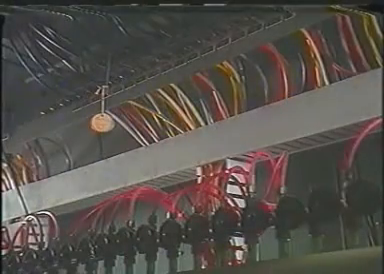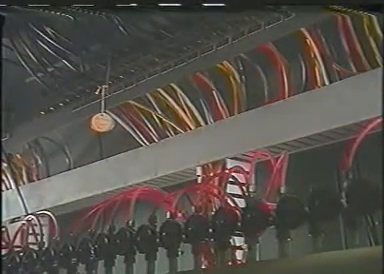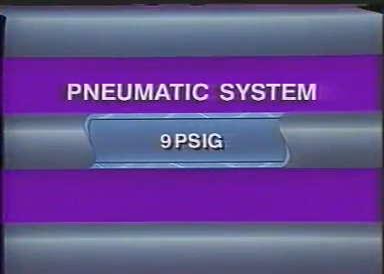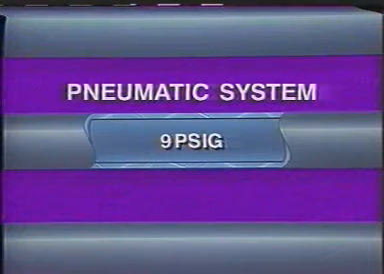One way to transmit signals is through pneumatic lines like these. In a pneumatic transmission system, changes in the pressure of air inside tubing is used to transmit signals. For example, the air inside this tube is at a uniform 9 pounds per square inch.